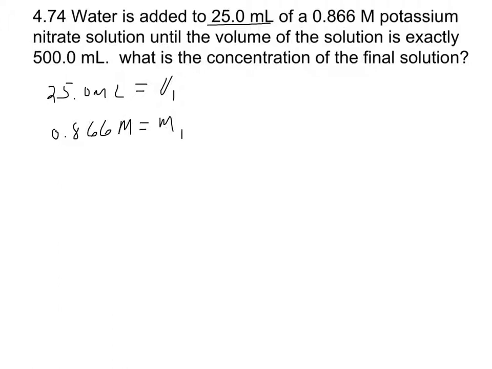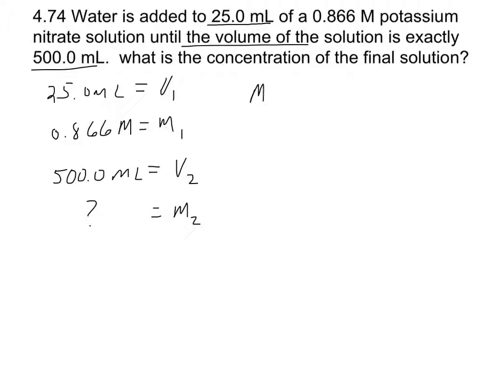And then they tell us that the final volume of the solution is 500 milliliters. So 500.0 milliliters must equal V2 or VF. That means I don't know M2. That is my unknown quantity. So now that I've got all of these things named, I can just go ahead and take a look at my equation. M1V1 is equal to M2V2.